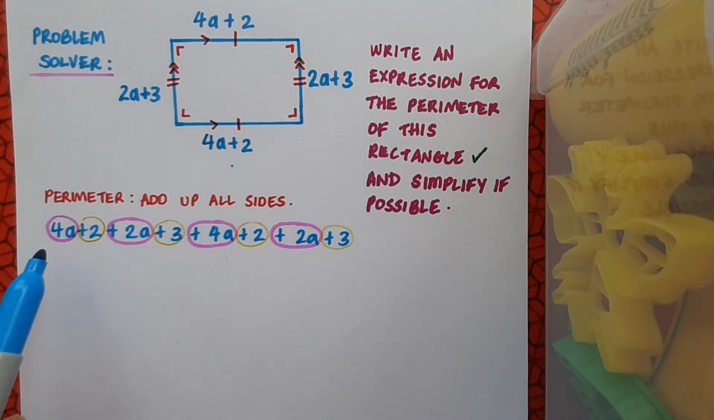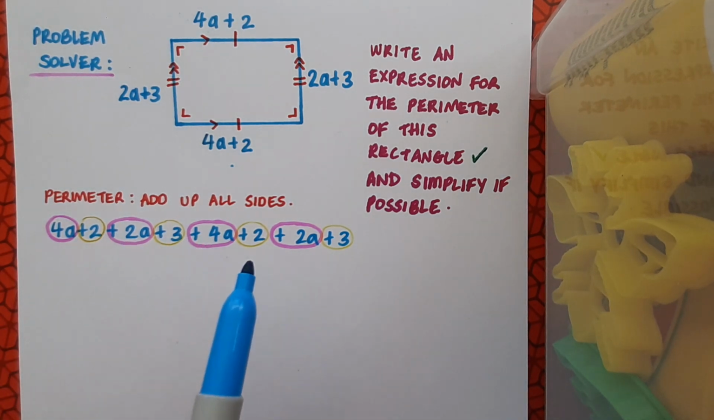Okay, let's do our tidying up. So 4a plus 2a plus 4a plus 2a. Again, it's the coefficients that I'm really working with. So 4 plus 2 plus 4 plus 2 is going to give me 12. So the a's tidy up to give me 12a. And then my constants, plus 2 plus 3 plus 2 plus 3, they tidy up to give me plus 10. And this is our simplified expression.